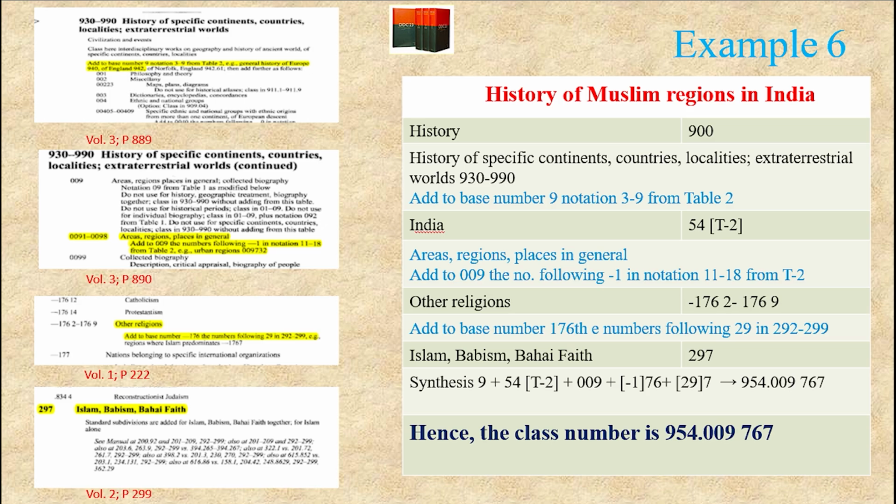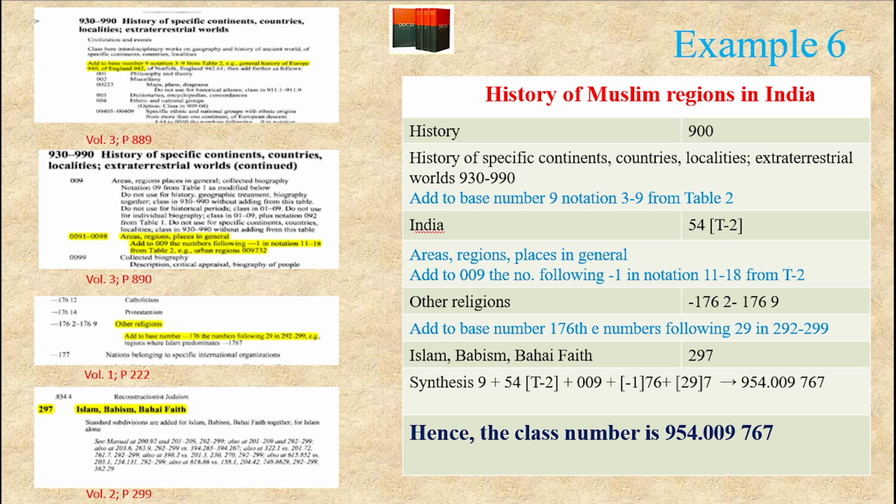Here is the instruction: add to base number 176 the number following 29 in 292 to 299. Here we will see the number of Islam, Babism, Baha'i faith, that comes under 297. Now we have to synthesize the class number. Here the base number is 9. Then India is 54, that has come from Table 2.